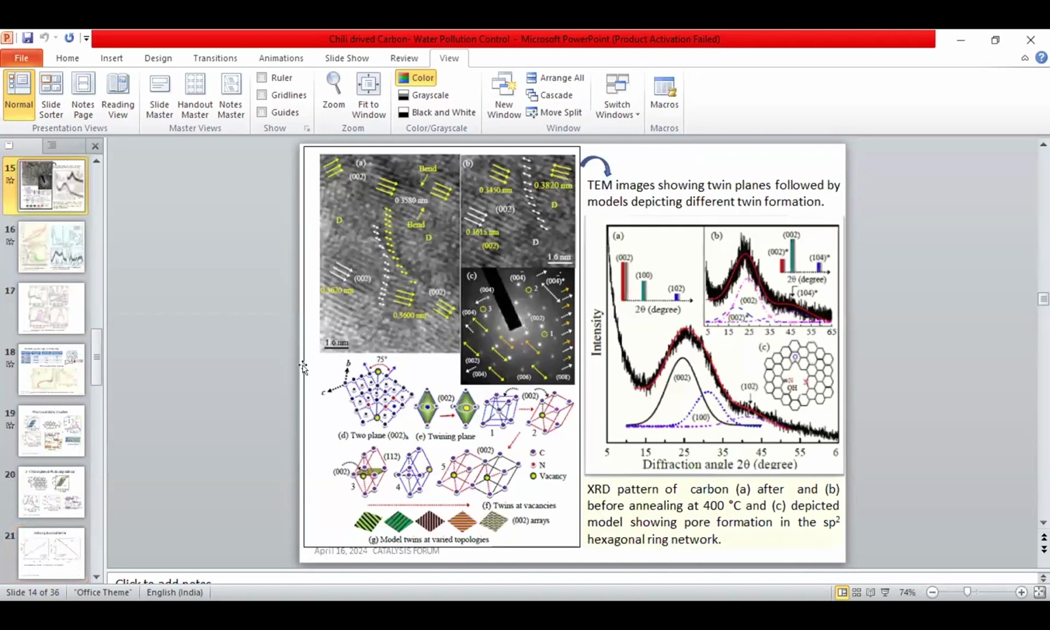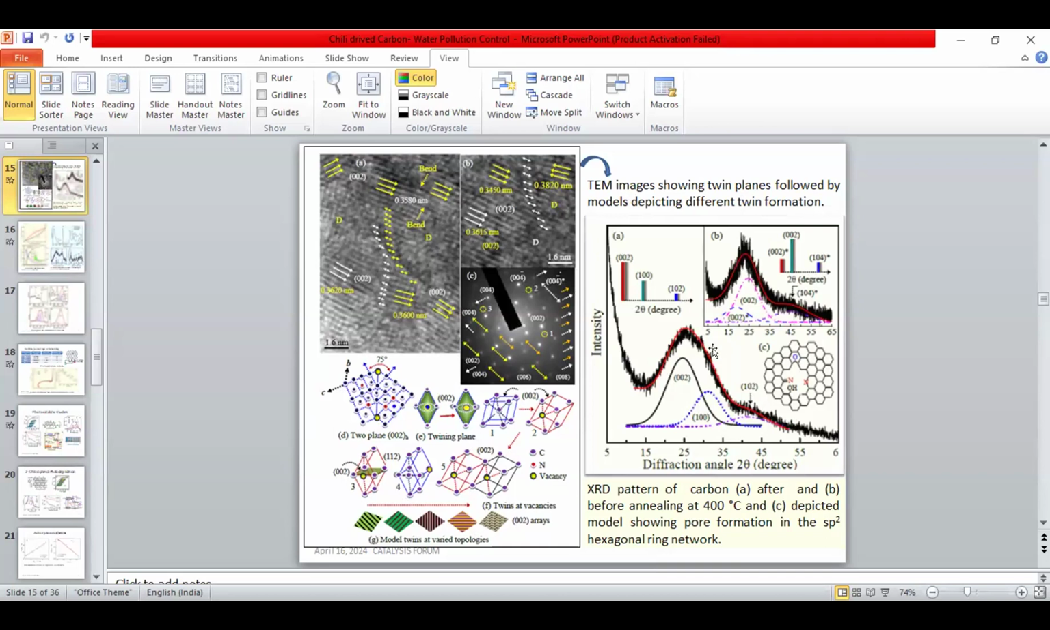We have zoomed the TEM images to see if anything else of interest is present. Here we have found that some twins are present, which are very important in photocatalytic relation to the pollutants. These twins are modeled in this diagram. One type of sp2 network with some crystalline plane combines with another plane, giving us a twin boundary. This is how we have modeled some of the twin boundaries or twin planes.